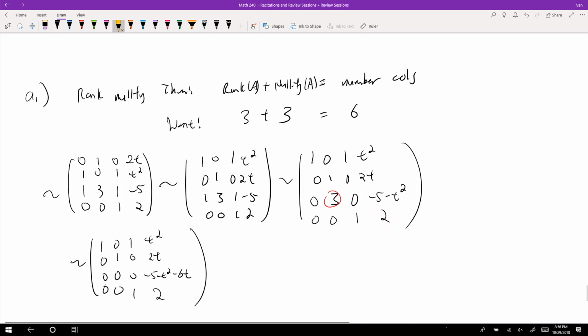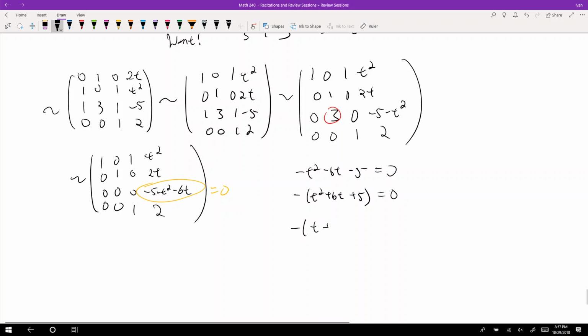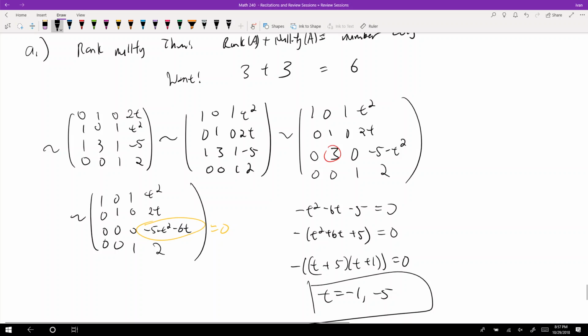Yeah, so we need this polynomial here to be 0. So we need this equals 0. Let's write it where we can actually recognize it as a polynomial. That's negative t squared minus 6t minus 5, and you want this to be 0. Factor out a negative sign. So you've got negative times the quantity t squared plus 6t plus 5 is 0. Factor that inside quantity: negative (t plus 5)(t plus 1) equals 0, and you see that t is equal to negative 1 and negative 5. And so that solves part A.